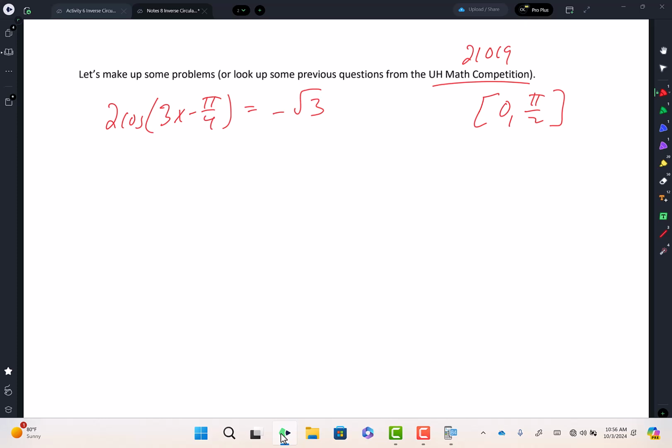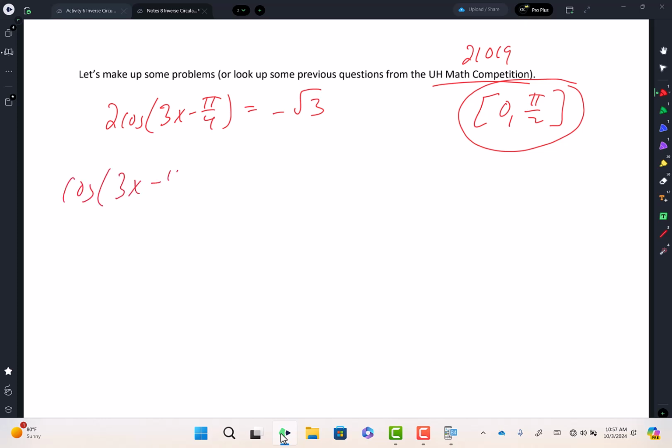You guys ready? All right. I'm trying to solve for x. I want all my answers between 0 and pi over 2. We're going to go slow. If you were at this math competition, what would be your first move? Divide by 2. Look what happens when you divide by 2, guys.